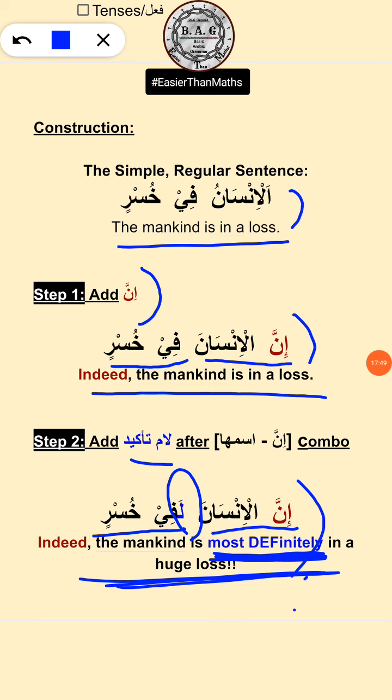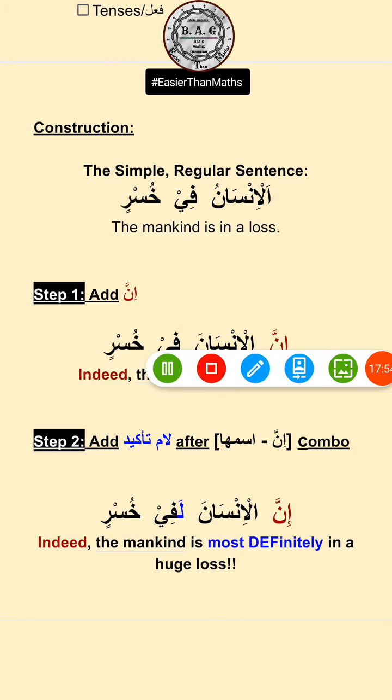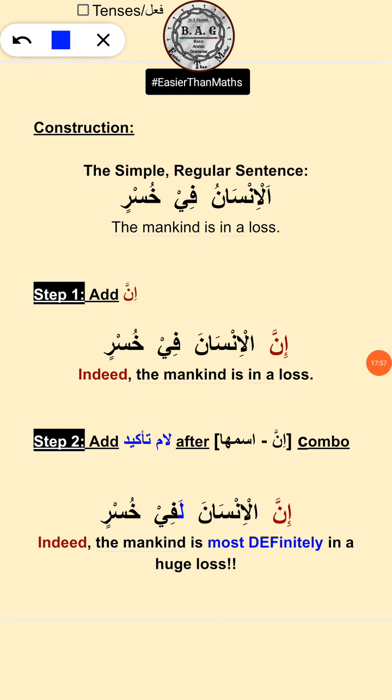Okay, so let's do it again. Innal insana lafi khusrin. Indeed, the mankind is most definitely in a huge loss. Once again, not at all a word to word or an actual or appropriate or 100% translation, but it is something that shows you the urgency and the degree of stress that needs to be present while you understand the impact of this Laam-e-taakeed. Okay, so that's why we've got most definitely here.